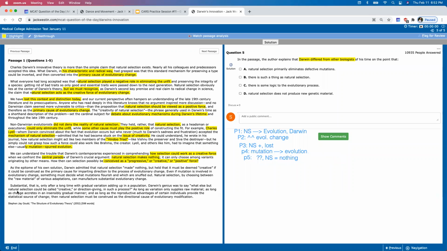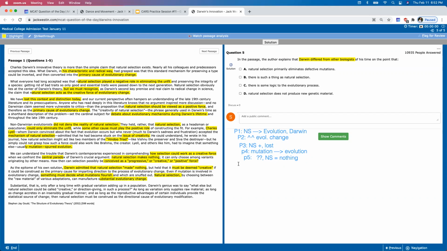Okay, paragraph 6. Darwin admits that natural selection made nothing, but that it was creative if it's going to be the primary cause of evolutionary change. Even if mutations are involved, something must decide what mutations flourish. And natural selection, again, is doing the evolutionary change.